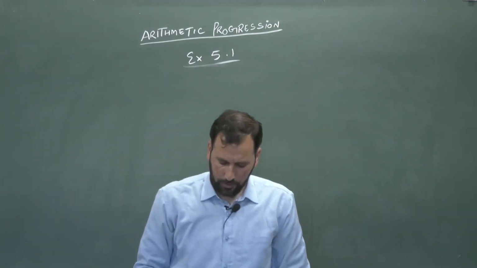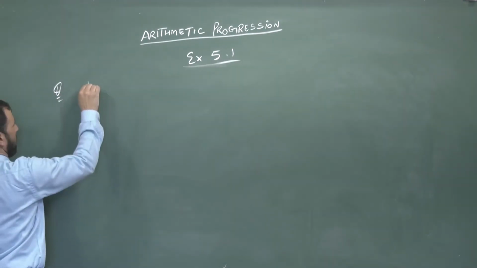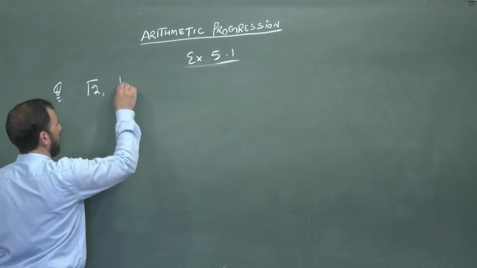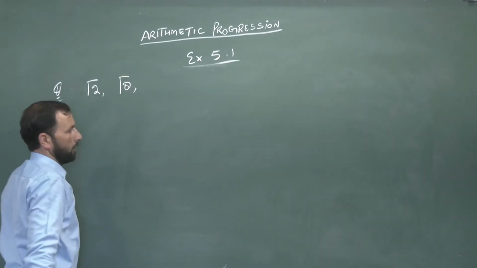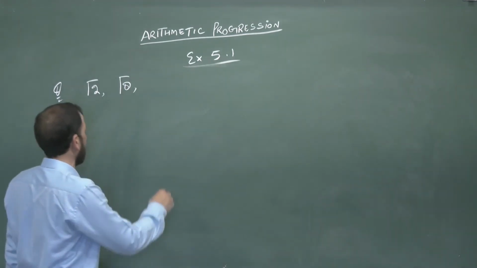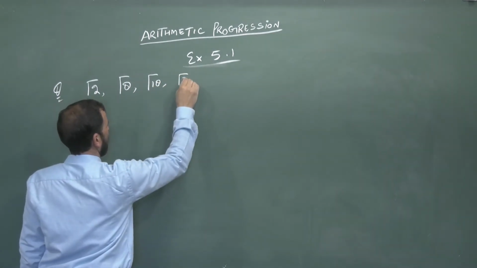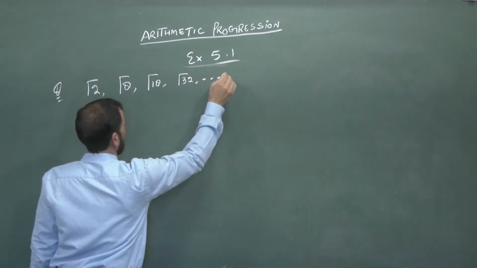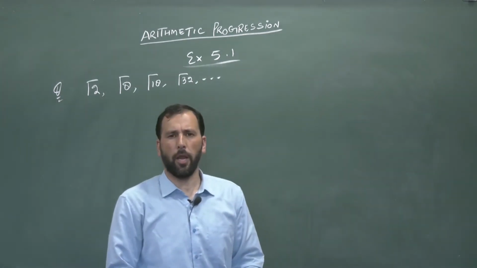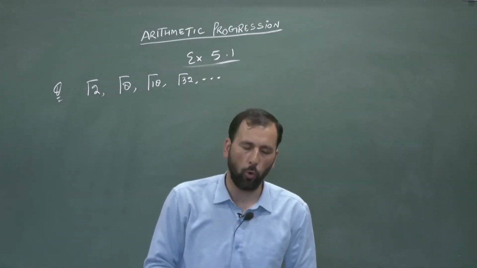Now the next part is of the same question. It is square root of 2, then square root of 8, then we have another term, square root of 18, and square root of 32, and so on. Is this list of numbers an AP? If they form an AP, then find the next 3 more terms.